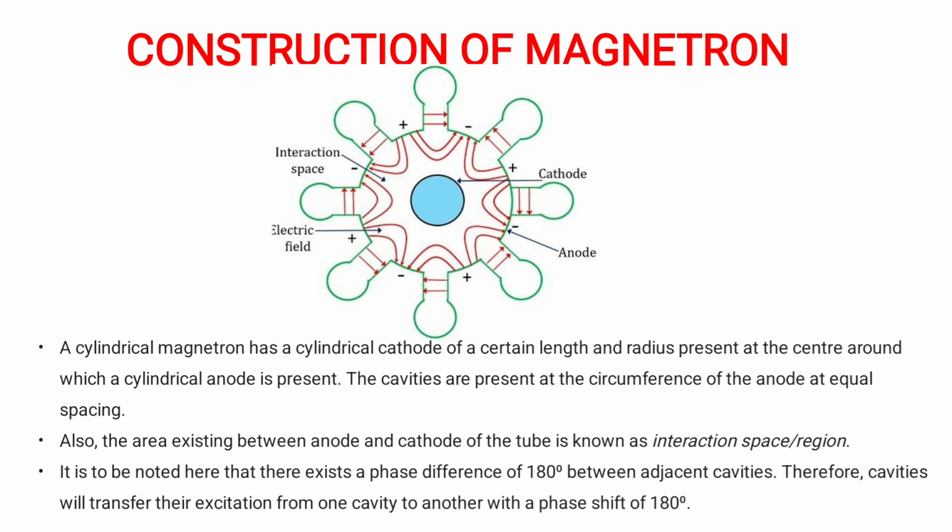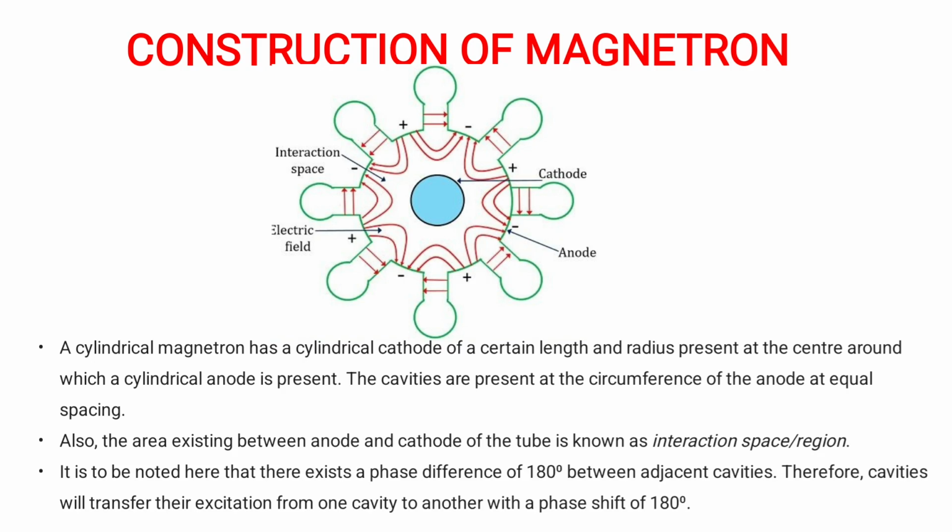A cylindrical magnetron has a cylindrical cathode of a certain length and radius present at the center, around which a cylindrical anode is present. The cavities are present at the circumference of the anode at equal spacing. Also, the area between the anode and the cathode of the tube is known as the interaction space or region.